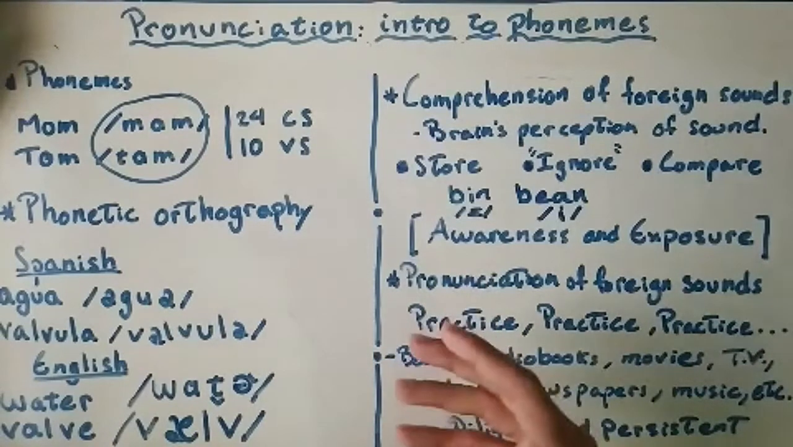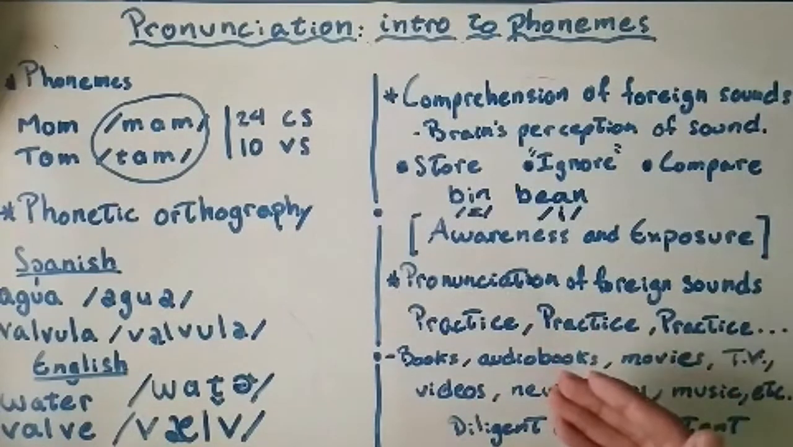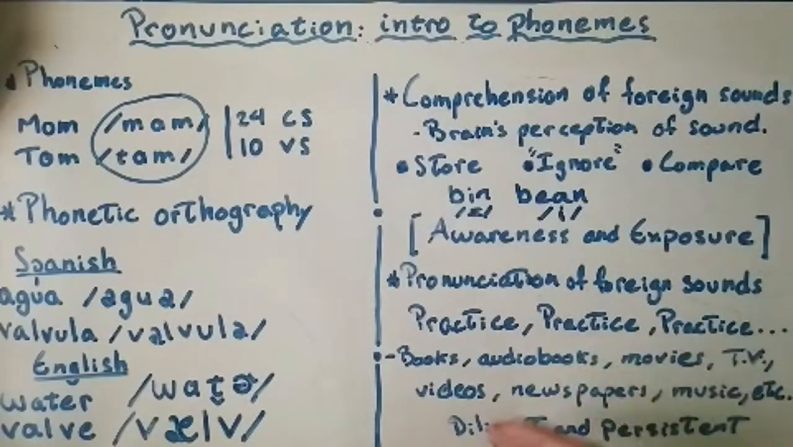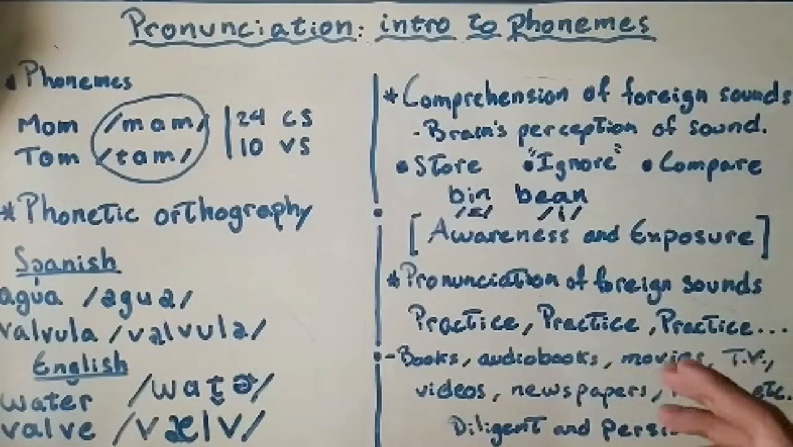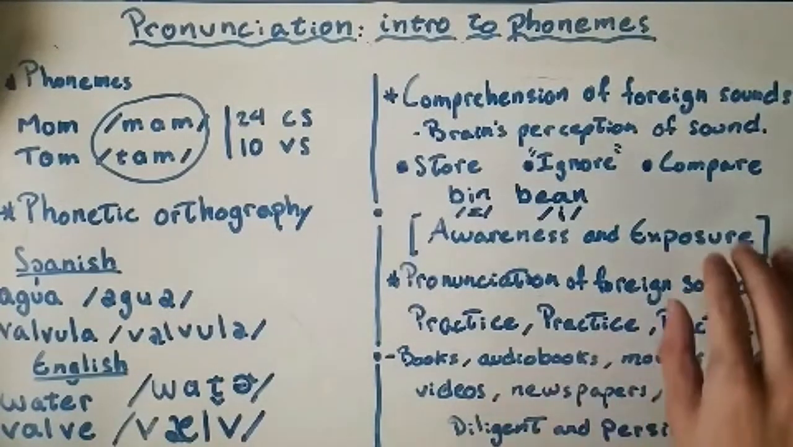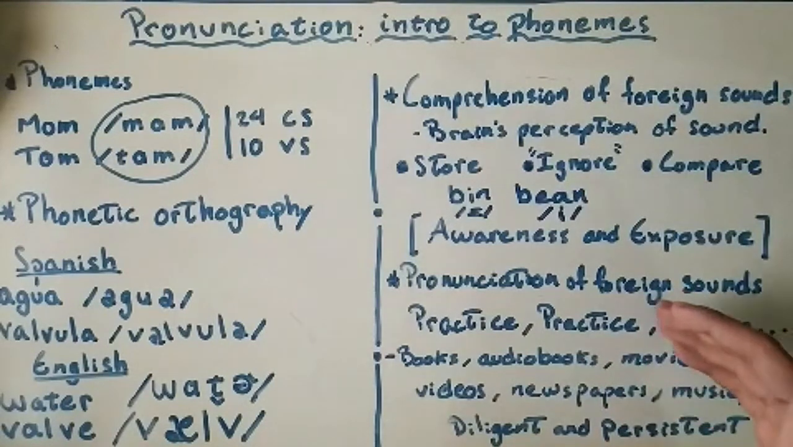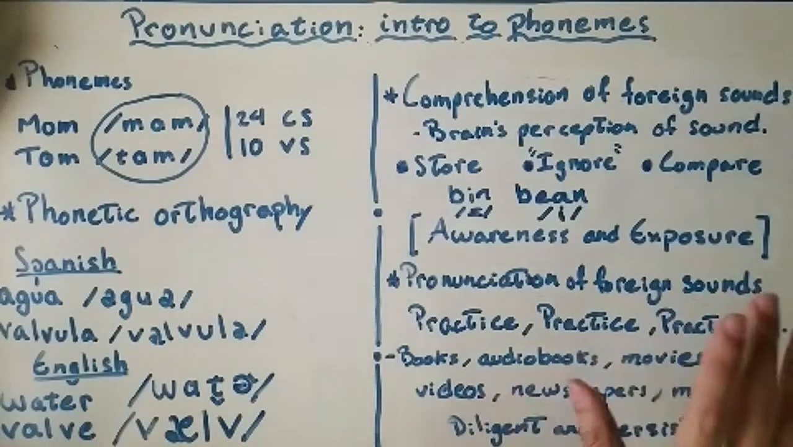Well, how? With books, reading out loud, using dictionaries to find odd words, audiobooks, listening to audiobooks and focusing on the pronunciation of each word, movies, TV, videos, newspapers, music, etc. All of these ways to be exposed to the language and to be diligent and persistent with this until you can reach that point where you comprehend these sounds and you're also able to pronounce them the proper way.